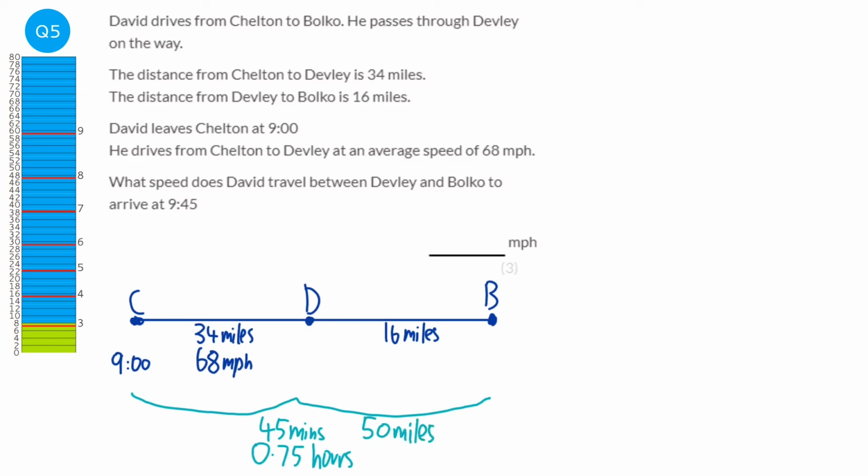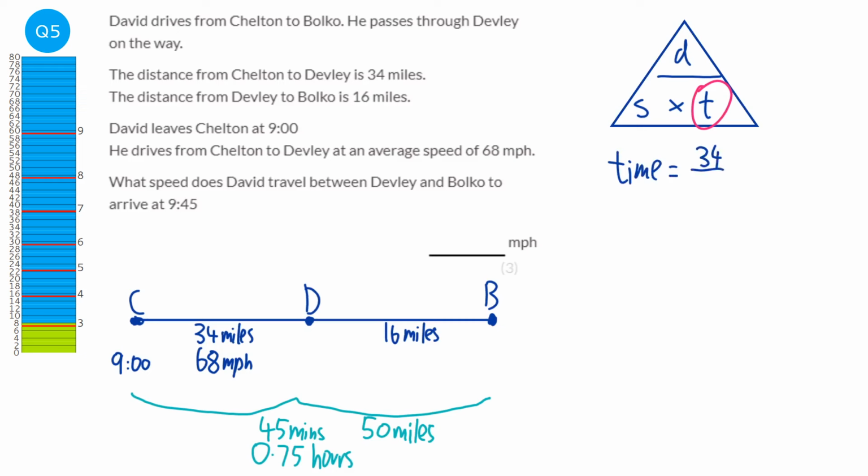Okay, now having a look at this, we need to find out what time David was at Devley. So we're going to use our speed, distance, time triangle. So speed equals distance over time. And we're covering up the time, because that's the one we want. So it's going to be time equals distance, which is 34, over speed, which is 68.